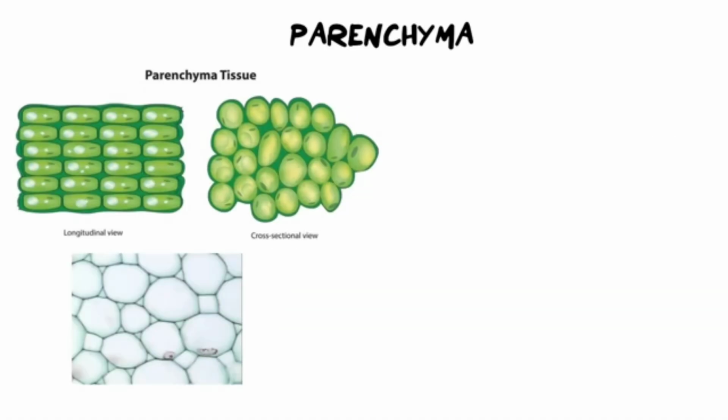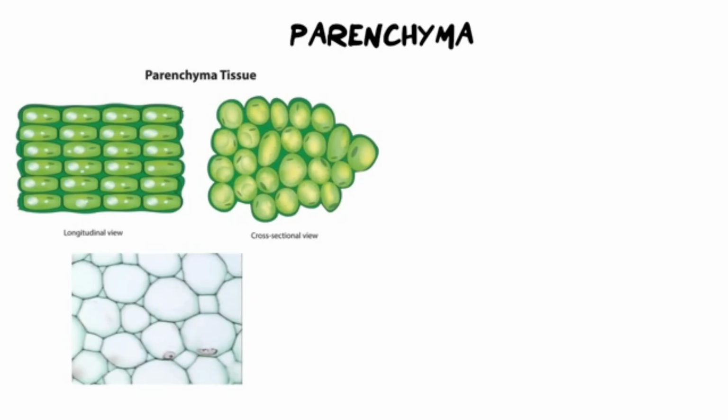We're now going to move on to the next kind of permanent tissue, which is our ground tissues, starting with parenchyma or parenchyma, depending on how your teacher says it. And these are the most abundant tissues in plants. We see three different kinds, and I'm going to go through how to identify them and their functions.